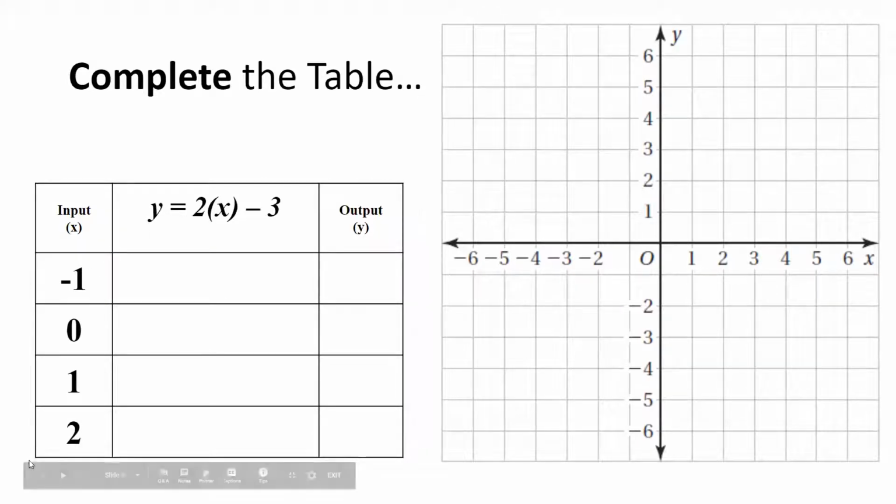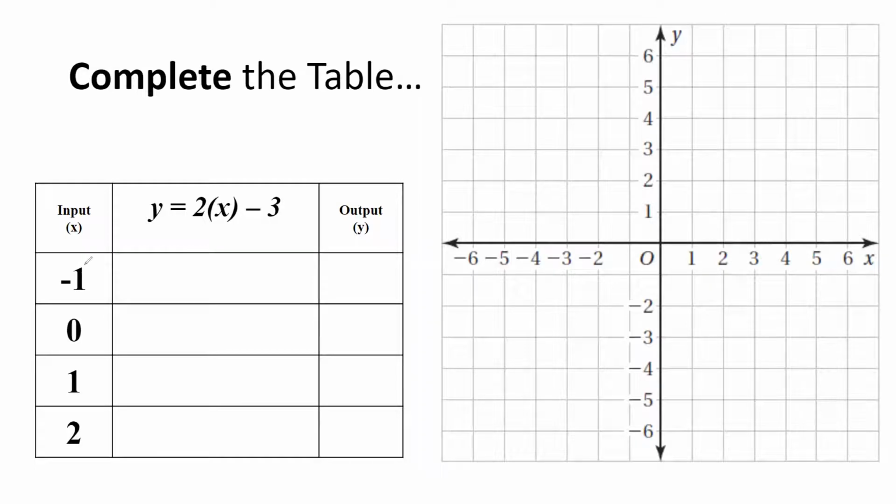So for this problem, I chose those four inputs for my x. What we're going to do is take that, plug it into our equation up here, or substitute it, simplify, and get our output. So let's go through and do that.